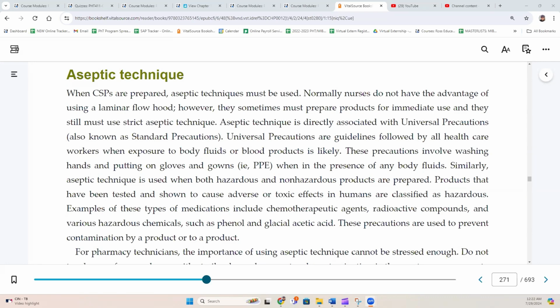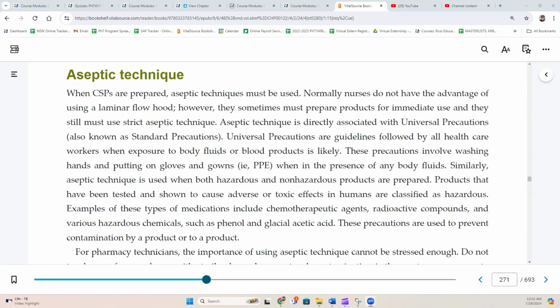Aseptic technique is directly associated with universal precautions. Universal precautions are guidelines followed by all healthcare workers when exposure to body fluids or blood products is likely. These precautions involve washing hands and putting on gloves and gowns when in the presence of any body fluids. Similarly, aseptic technique is used when both hazardous and non hazardous products are prepared.